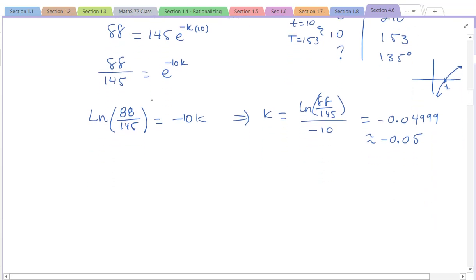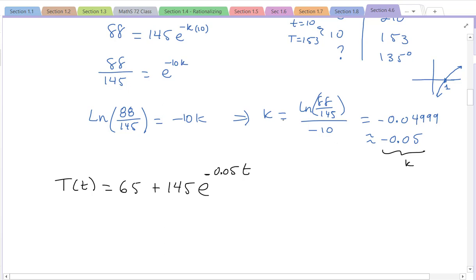So now we have our equation. T of t is going to be 65 plus 145 e to the minus k t, where we found k to be 0.05. And so this is my equation. Now I can find t for a specific temperature, and I can also find a specific temperature for a time. If I want to know what the temperature of the soup is after 20 minutes, I can plug in t equals 20.